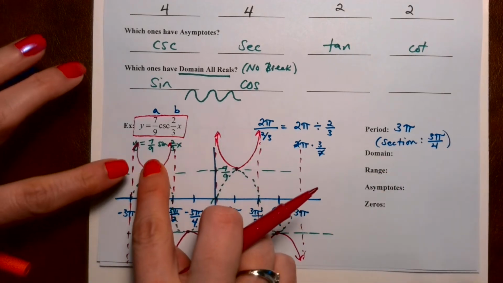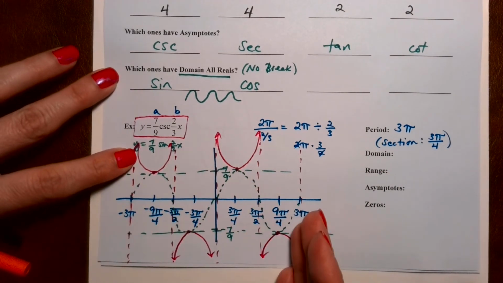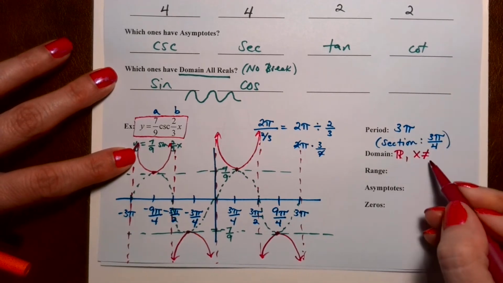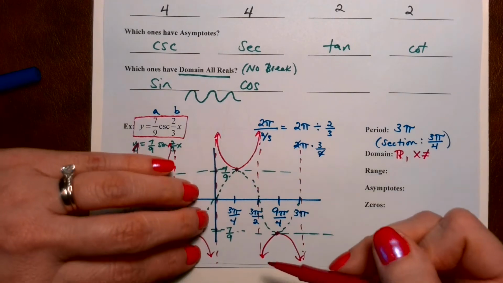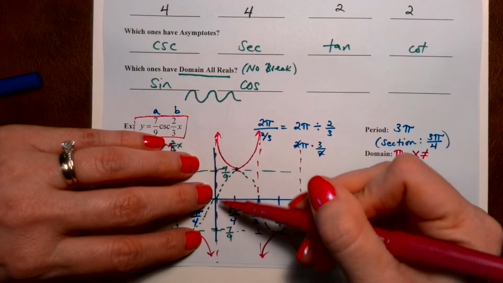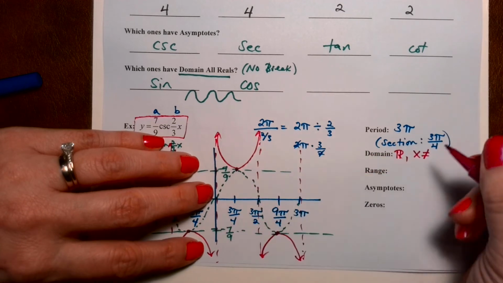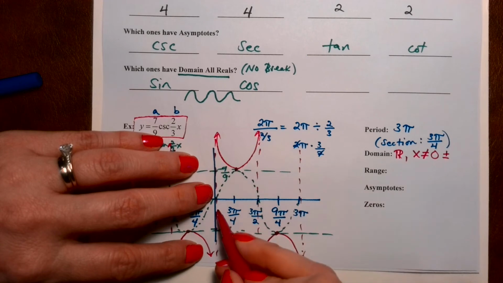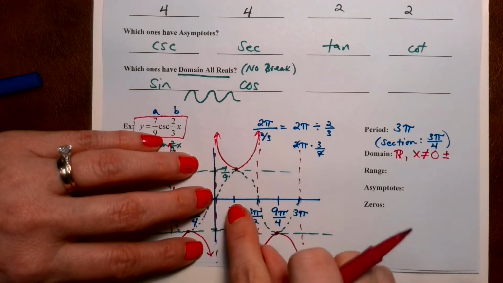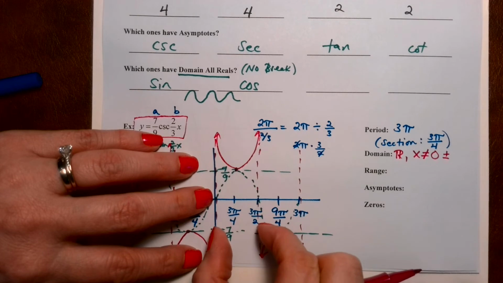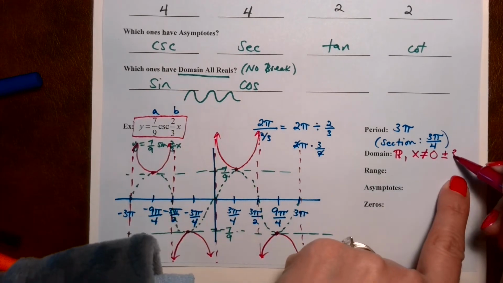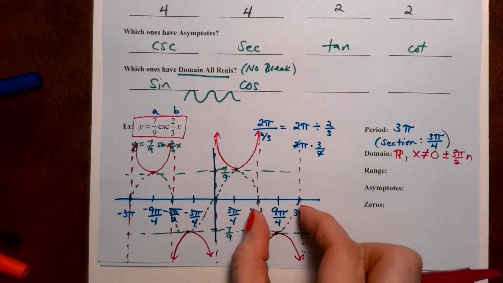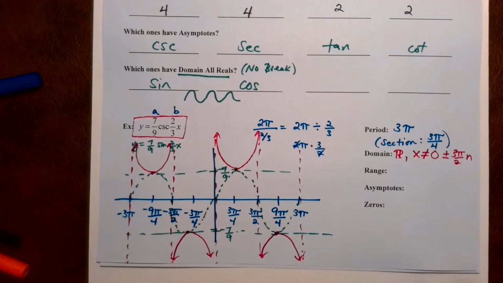So the domain for cosecant is clearly broken up. Okay, so it's all reals except where is the first place there's no graph. So we start by looking at 0, and that is an asymptote. So there's no graph at 0, and then it's plus minus the distance to the next break. The distance from this break to that break is 3 pi over 2, so 3 pi over 2n. Every 3 pi over 2 is another break.